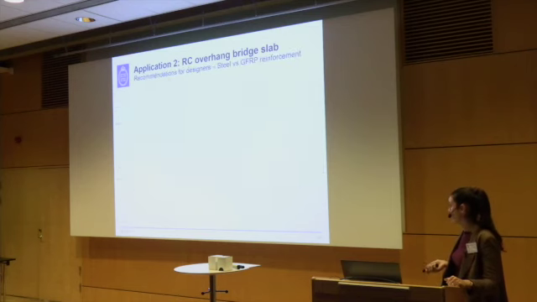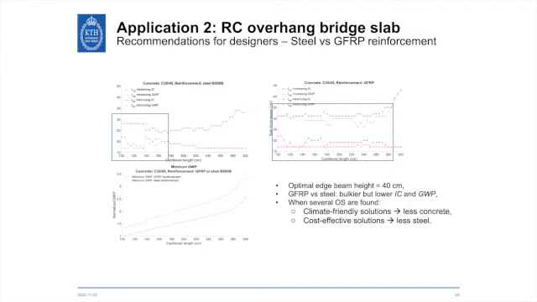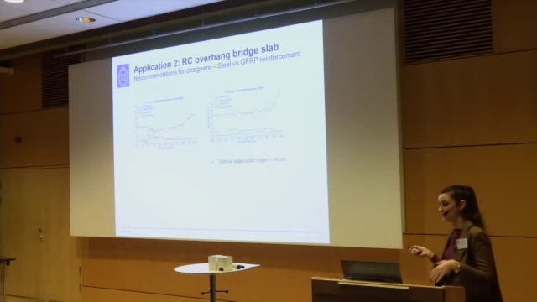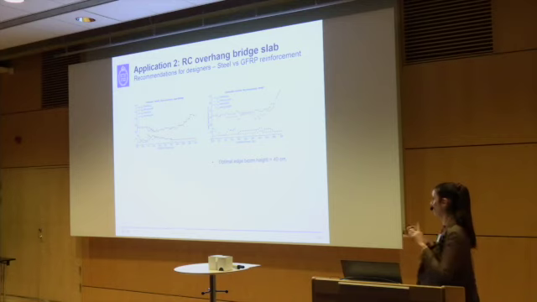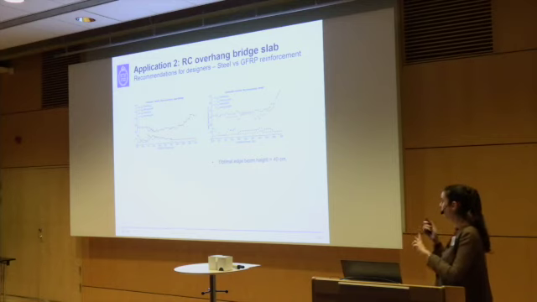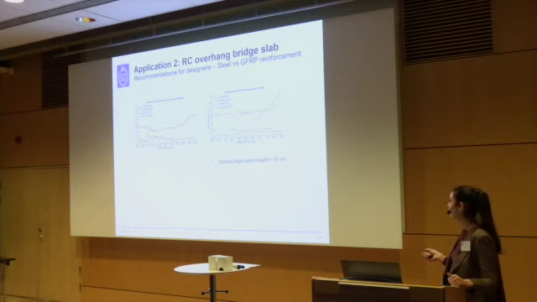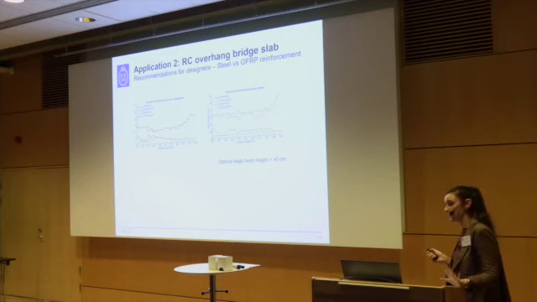Again, some recommendations for designers. Here I'm trying to vary the cantilever length on the x-axis, and then trying to find what is the optimal thickness in the case of GFRP reinforcement and steel reinforcement. When it comes to the edge beam height, you never see it cited, because one thing that happens is that no matter the case I'm looking at, no matter the reinforcement, no matter what I'm minimizing, it's always 40 centimeter tall, which is the minimum allowed by Trafikverket.